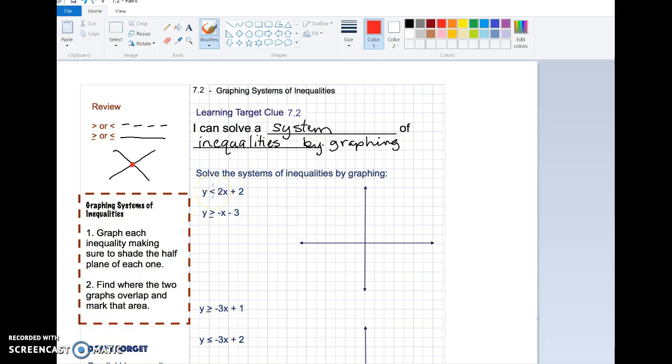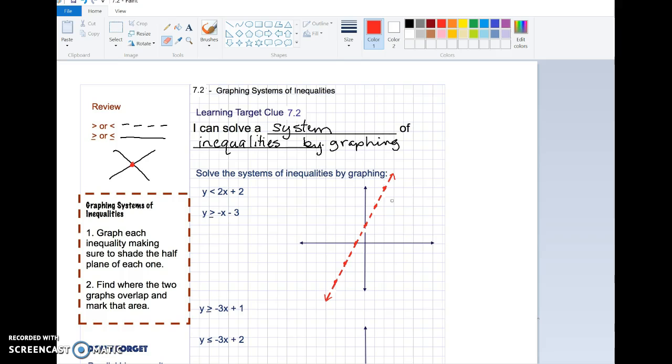Y is less than 2x plus 2. Why don't you go ahead and graph the boundary line for y is less than 2x plus 2. So go ahead and graph that line. That's going to be your boundary line, and decide whether it's going to be dashed or solid, and go ahead and graph that line. The line, you can see how I've graphed it, and you can see that it is a dashed line.